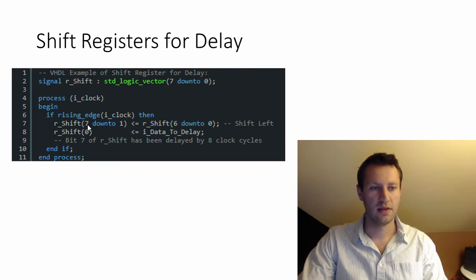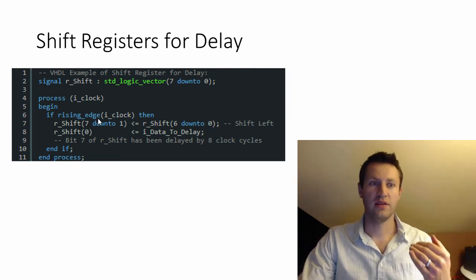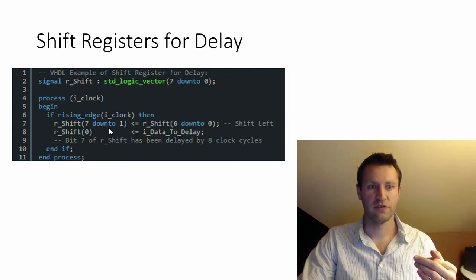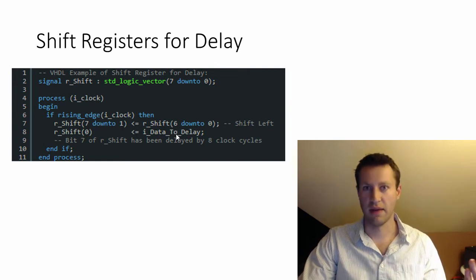You do 7 down to 1 gets 6 down to 0, and this is just a shorthanded way of saying 7 gets 6, 6 gets 5, 5 gets 4, 4 gets 3, 3 gets 2, 2 gets 1, 1 gets 0. You could do all that in those individual instructions, but this is just a faster way to express that same idea.